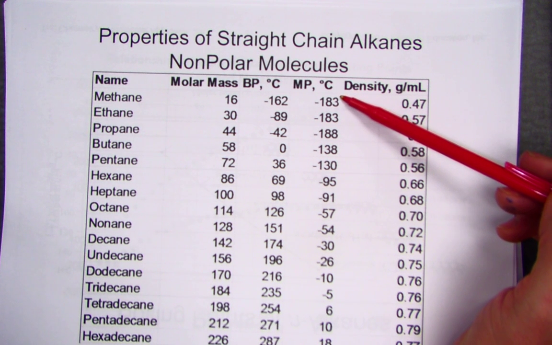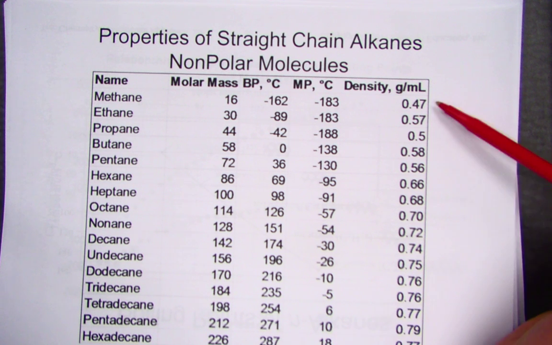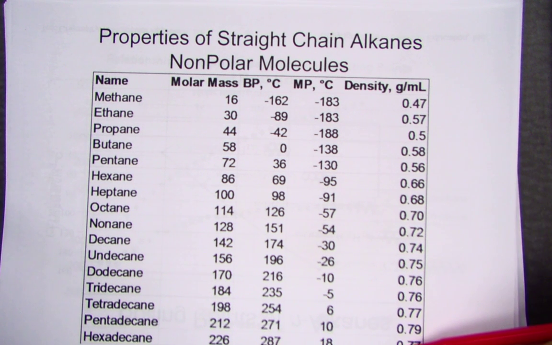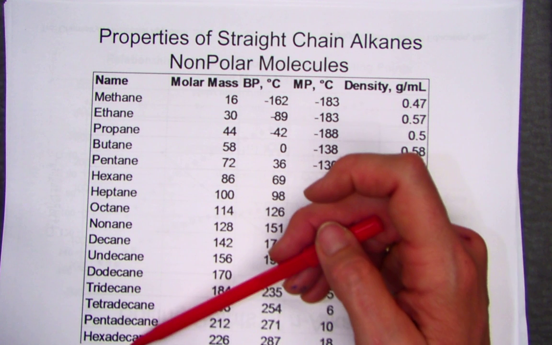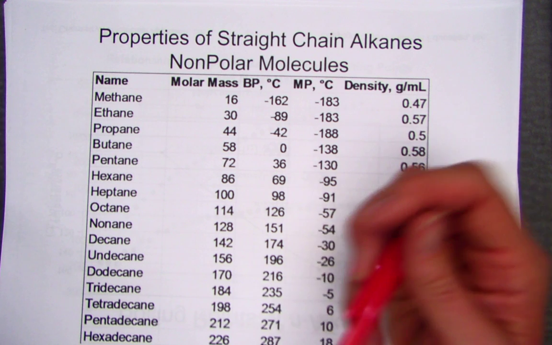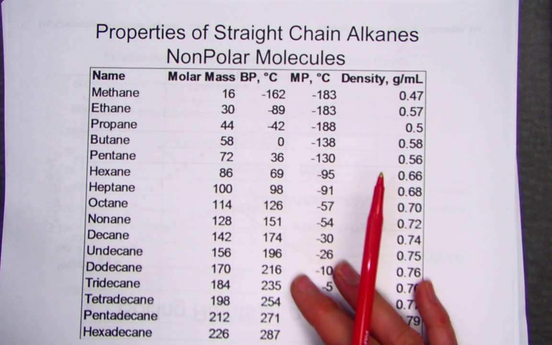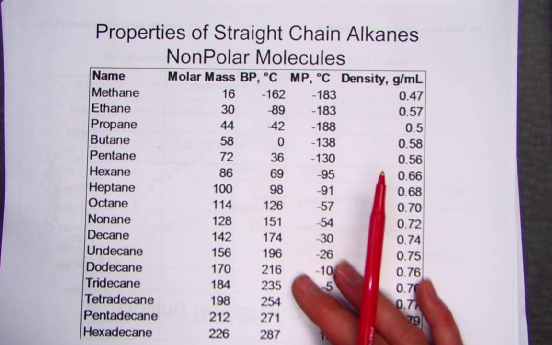MP stands for melting point, again steadily increases. And its density will increase. The heavier the molecule, the more London dispersion force, the greater the attraction between the molecules. There's more electron density to manipulate to create a dipole moment.